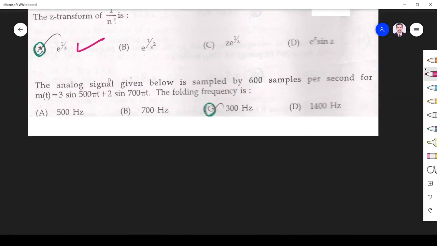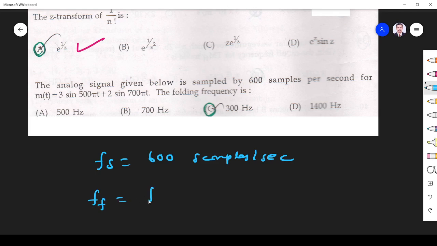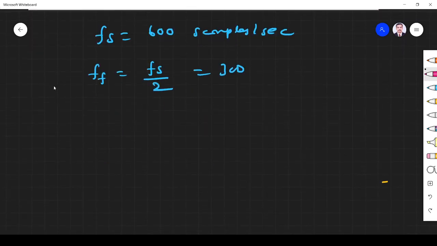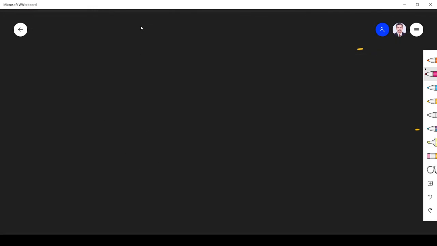Next one, the analog signal given below is sampled at 600 samples per second. Fs equal to 600 samples per second. What is the folding frequency of the signal? Folding frequency Ff is given by Fs by 2. So that means 300 samples per second or 300 hertz. So direct question, option C is the right answer. Next.